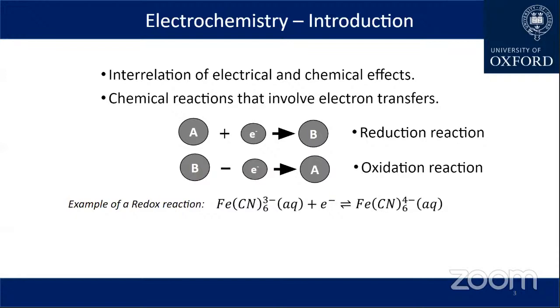First of all, electrochemistry, as the name suggests, is the interrelation between electrical and chemical effects. Electricity, as we all know, is flow of electrons. So any chemical reaction that involves electron transfer can be studied using the electrochemistry tool. When there is a gain of electrons in a chemical reaction, it's called reduction, and where there is a loss of electrons, it's called oxidation. A typical example is given here, where the ferricyanide is converted to ferrocyanide. This is a redox reaction, which is coupled with a reduction and oxidation reaction simultaneously.